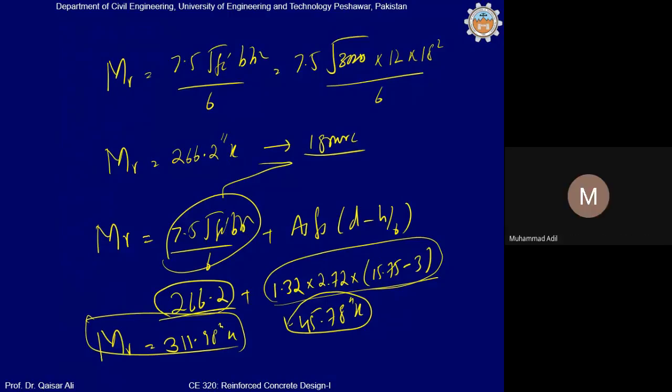So this is how you can calculate the flexure capacity of the reinforced concrete section at stage 1, ignoring the steel contribution. Also, if you consider the effect of steel contribution, you can calculate it like this.